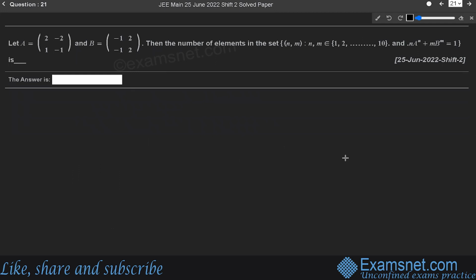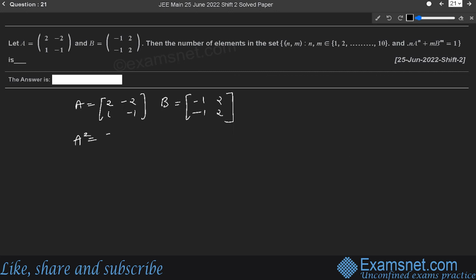Next question is, let A be the matrix [2, -2; 1, -1] and B be the matrix [-1, 2; -1, 2]. Then the number of elements in the set {(n, m) : n and m belong to 1, 2, and so on up to 10, and n into A to the power n plus m into B to the power m is equal to I} is. So first let us calculate A squared and B squared.